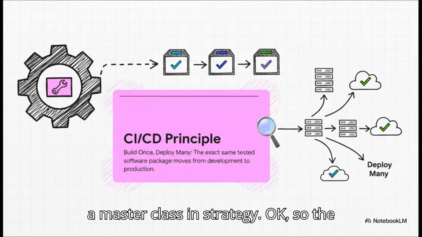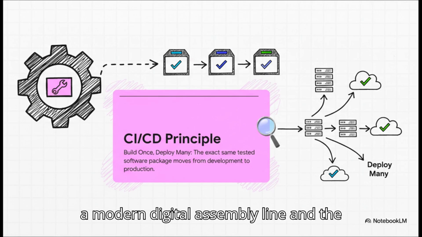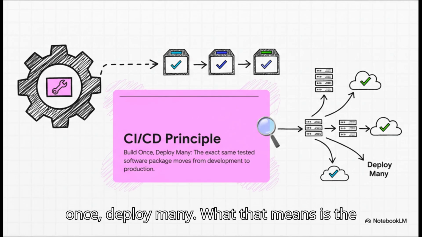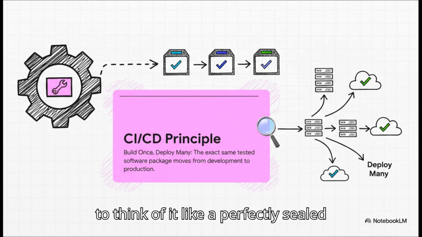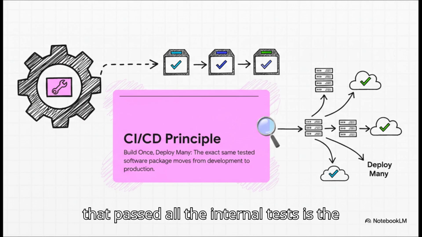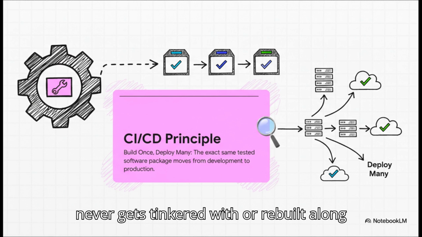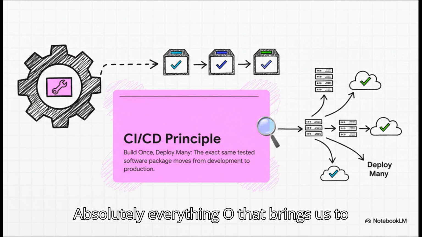Okay, so the secret really comes down to this idea of a modern digital assembly line. And the core principle here, the golden rule, is build once, deploy many. What that means is the exact same software package. I want you to think of it like a perfectly sealed, self-contained box. The very same one that passed all the internal tests is the one that gets shipped out to you. It never gets tinkered with or rebuilt along the way, and that consistency, that is absolutely everything.